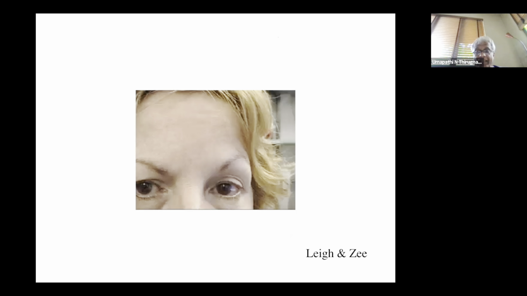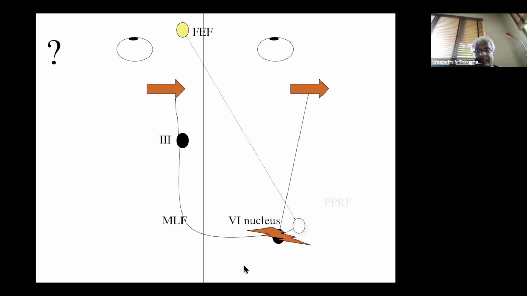Now, on the other hand, if she has a lesion on this side, she has a lesion on the left 6 nucleus. The 6 nucleus links to the 7th nucleus. So what kind of facial palsy will she get in this particular instance? She'll get a left lower motor neuron facial palsy.